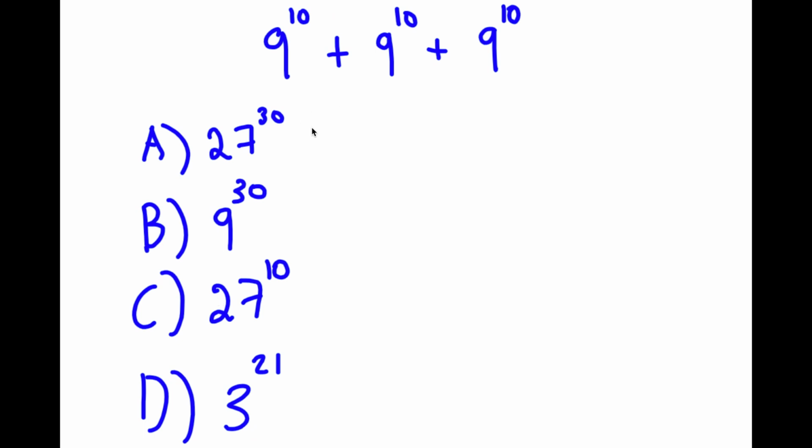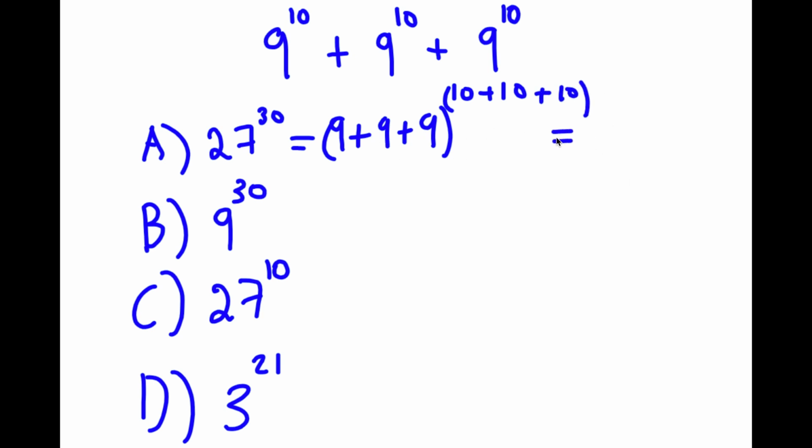So we're going to go ahead and check each individual answer choice and see which one uses the right exponential rules to get the correct simplified answer. So let's first start with A, which is 27 to the power of 30. To get this, what has likely been done is they added all of the bases as well as the exponents. And 9 plus 9 plus 9, that's 27. 10 plus 10 plus 10, that's 30. So that's how they got the answer. And this is actually wrong. That's not the right way to add exponents.